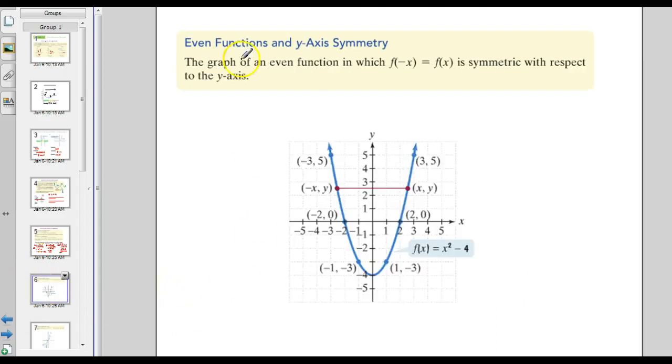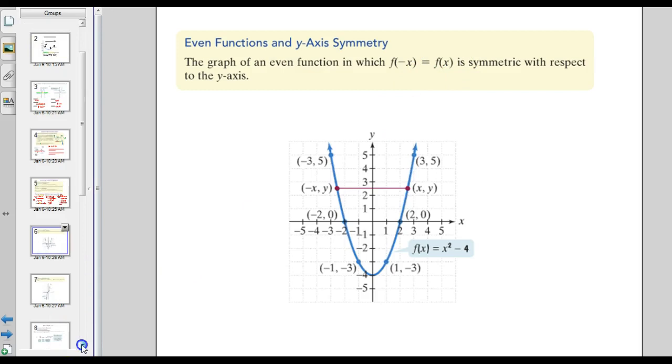All right, even functions are symmetric about the y-axis. So f of negative x equals f of x means the y-coordinate is the same when the x's are opposites. The y-coordinate here is 5 when the x's are opposites, 3 and negative 3. The y-coordinate is 0 when the x's are opposites, 2 and negative 2. The y-coordinate negative 3 is the same when the x's are opposites. The y-coordinate is the same when x is opposite in general. That's what it looks like visually: f of negative x equals f of x.